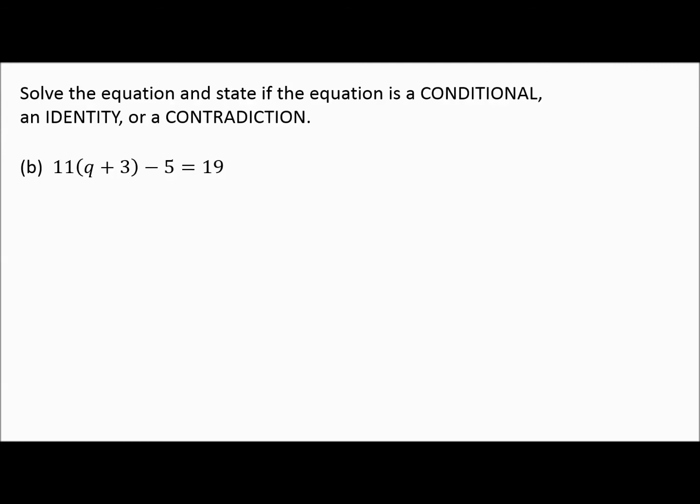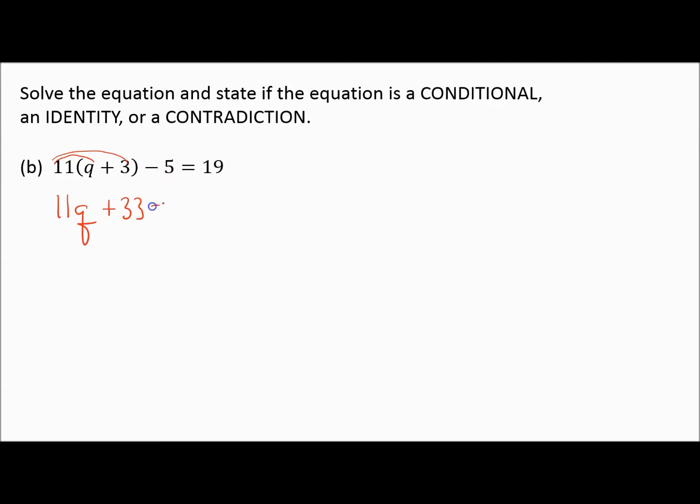Okay, so look at the left-hand side. There's a lot going on here. I have an 11 and then parentheses q plus 3. So that means we need to use the distributive property because this is multiplication. So I have 11 times q, and I also have to do 11 times 3. So 11 times q is 11q, and then when I multiply 11 times 3, we know that's 33, so I'm going to put plus 33 because it's positive.